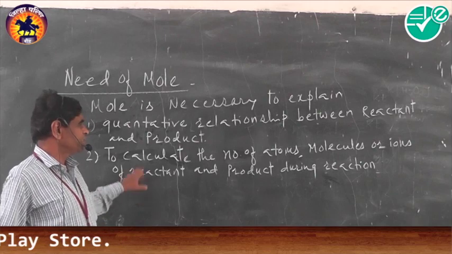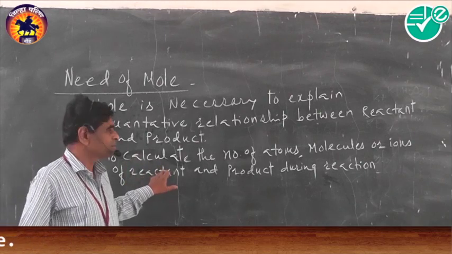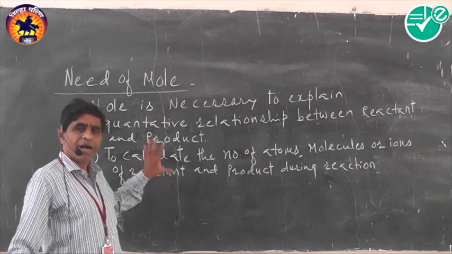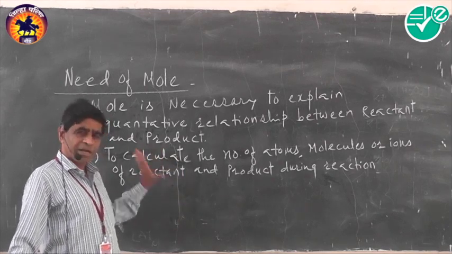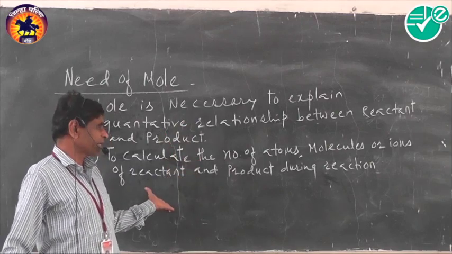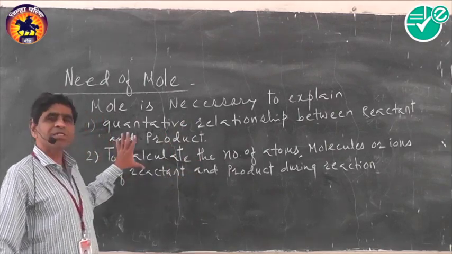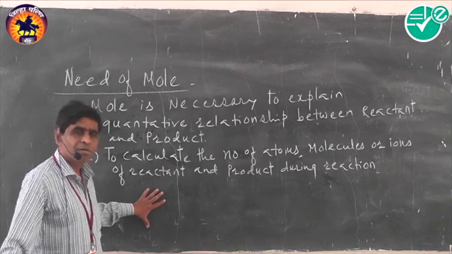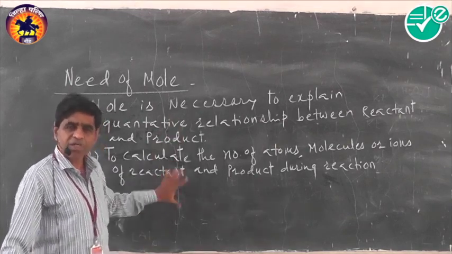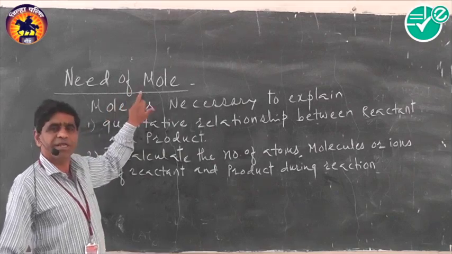And second, it is necessary to calculate how many atoms, how many molecules, how many ions of reactant react, how many particles of product form during reaction, and hence to calculate the number of particles of reactant reacted and number of particles of product formed during reaction, mole is necessary.